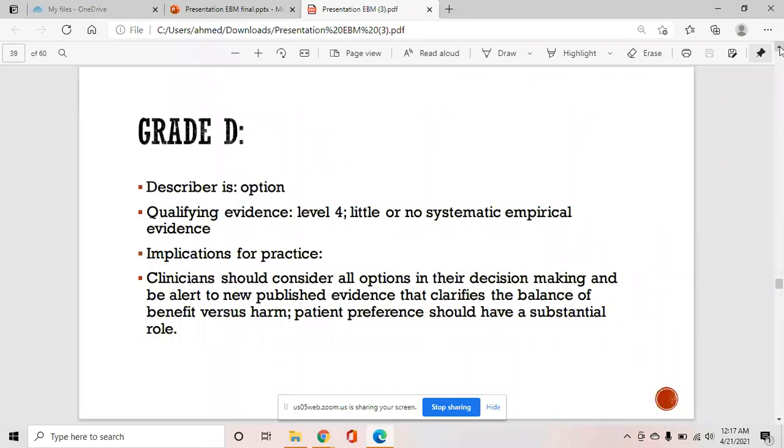Grade D is described as an option. Qualifying evidence: level 4, or little or no systematic empirical evidence. Implication for practice: clinicians should consider all options in their decision making and be alert to new published evidence that clarifies the balance of benefit versus harm. Patient preference should have a substantial role.